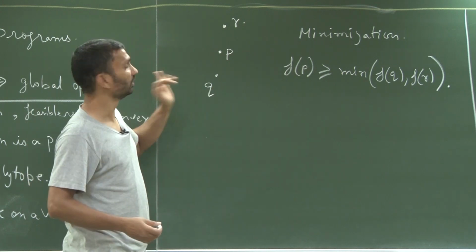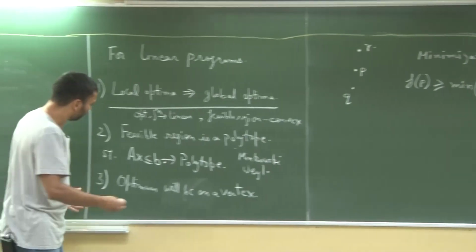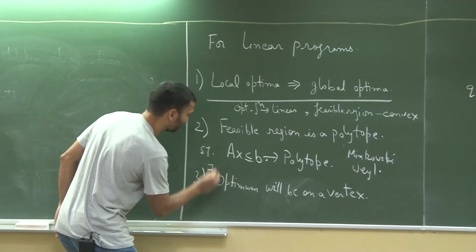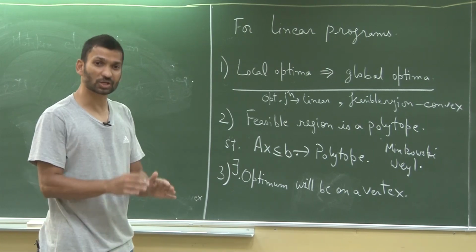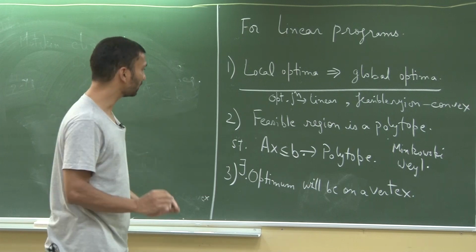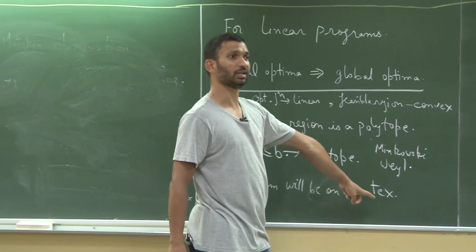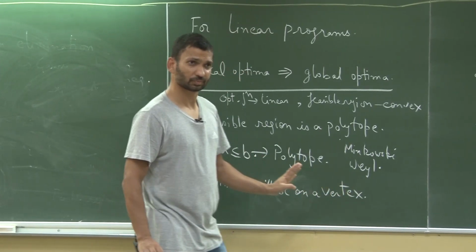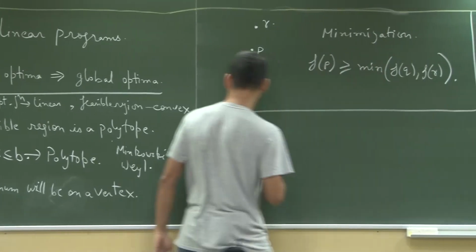and finally reach a vertex. That means there exists an optimum at a vertex. Okay, I am not saying all the optimal values are at vertices. Important: there is at least one optimum which will be at a vertex. And this gives us the outline of the simplex algorithm.